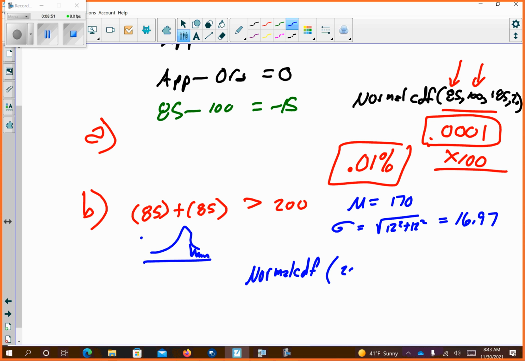200, 1,000. And why am I choosing 1,000? Because it's a big number. Yeah, it's further to the right. And then we're going to put in our new mean and our standard deviation. And what did that come out to when we do that on the calculator? 0.385. So 38.5%.